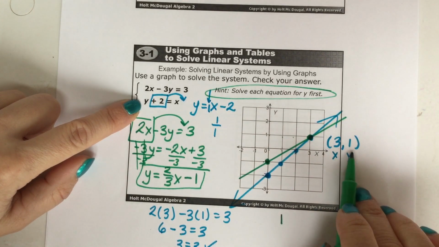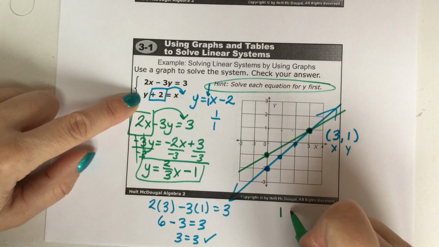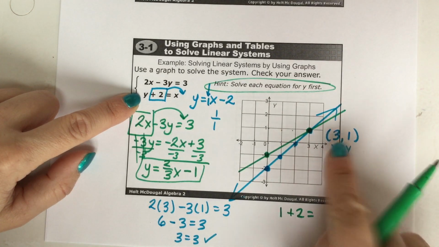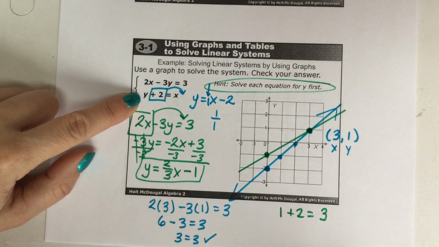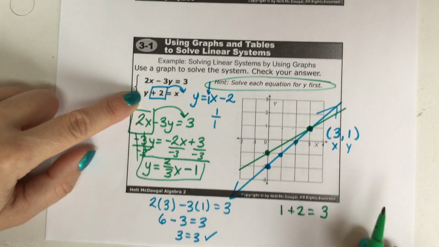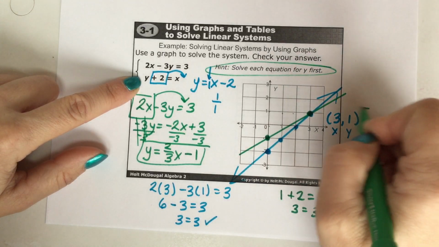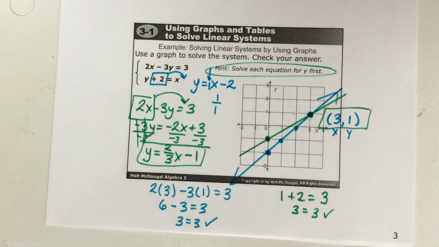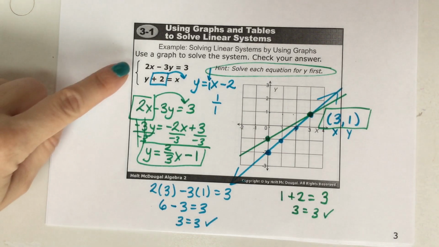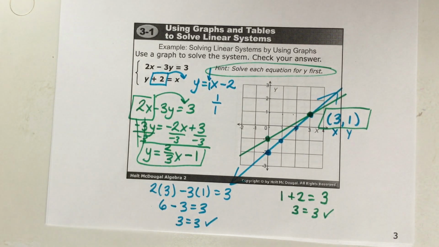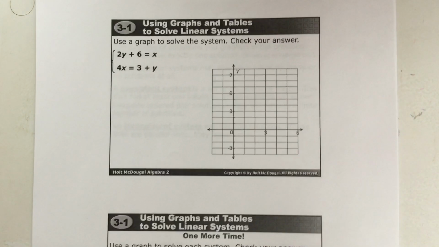Y from the ordered pair is a 1. So 1 plus 2 equals x. X is the first value in my ordered pair, so it's a 3. 1 plus 2 equals 3. 3 equals 3, it checks. So yes, folks, we did it. We found our solution. It checks. The solution for this system of equations is the ordered pair 3, 1. Super fun. Let's keep on going.